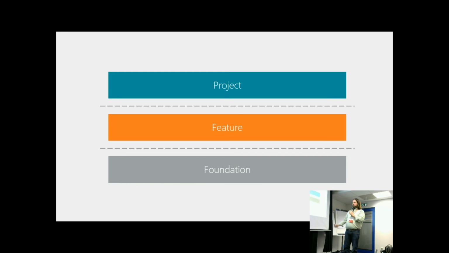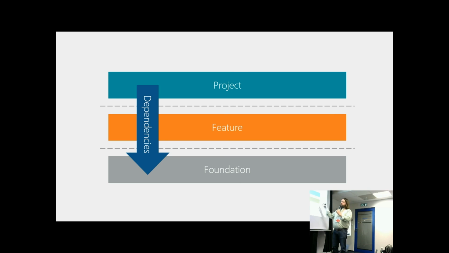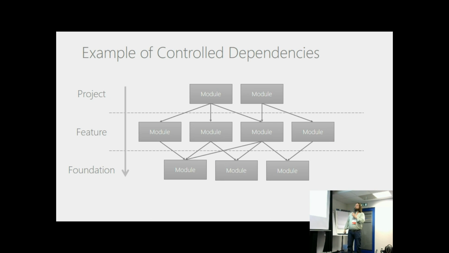So this is where the layers of Helix come in. We've got 3 layers defined: the project, the feature, and the foundation layer. And all of these are about helping to control dependency flow. We'll talk about these a little bit more in detail, but everything at your foundation layer should be the most stable. The feature layer is your most flexible, and then the project layer is your most unstable set.